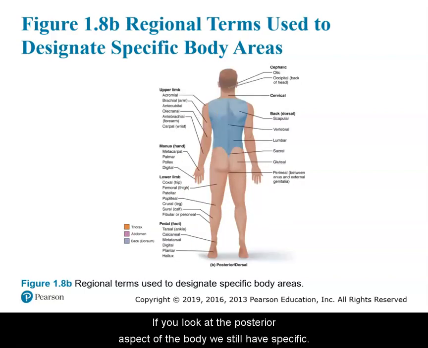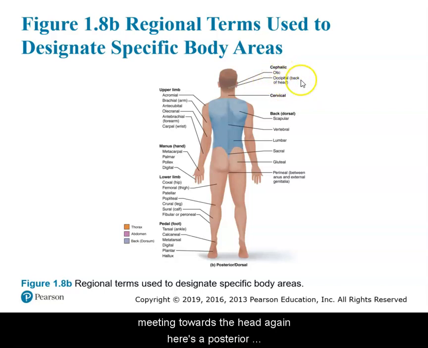If we look at the posterior aspect of the body, we still have specific areas within the regions that you can read about. Within the axial region, posterior to the cephalic region, we have the otic and occipital area, meaning towards the back of the head. Again, here's the posterior cervical region.